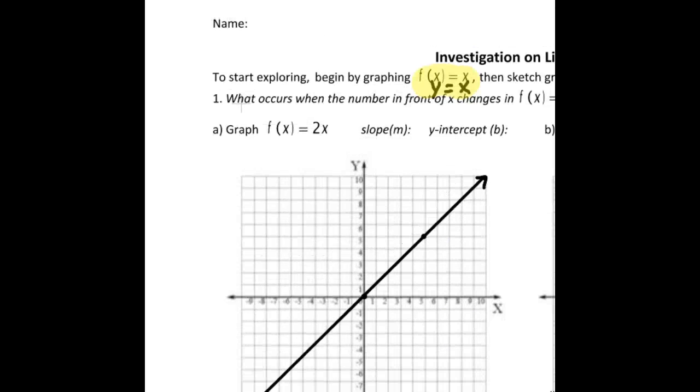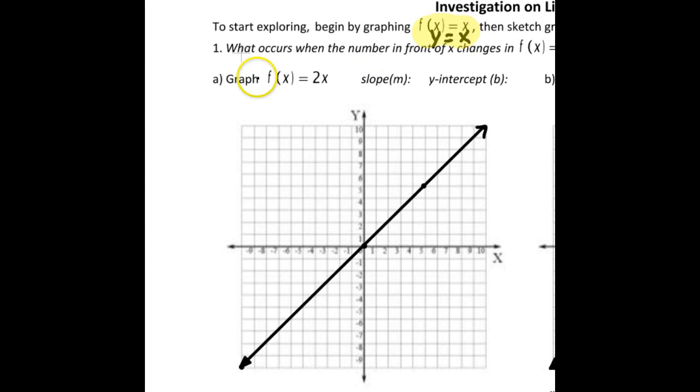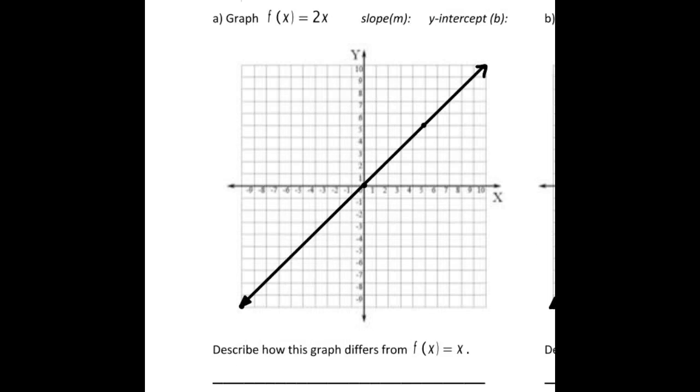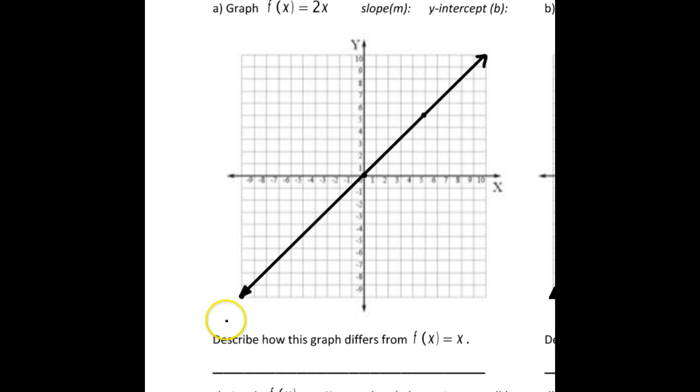Now what we're going to do is graph what they give us. Write the slope, write the y-intercept, but we're also going to say, well, down at the bottom, how is that different from the black line we're starting off with? Like, how would you describe in words how it changed?